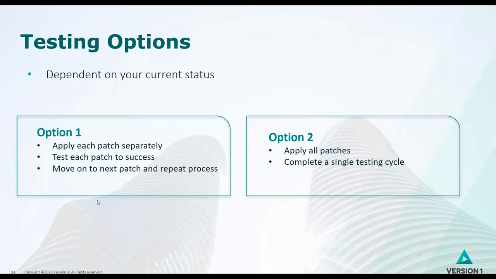We may well have been leaning towards suggesting that there were two options here. The first one being applying each patch separately, going through a testing cycle for each patch before moving on to the next one, and then repeating as necessary. However, from the slide you can see here, option 2: if you haven't already applied and tested the first patch, it may well be worth just combining everything into one single test cycle and running through the process that way, which will certainly be a faster process for you to get through.